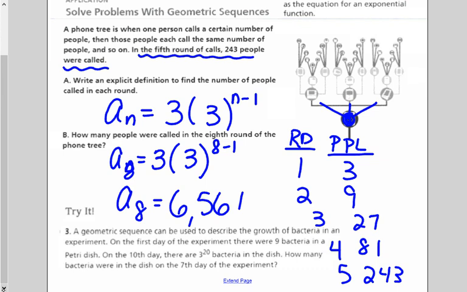So I hope that quick example makes sense. Go ahead and do the try it and answer the questions that follow.